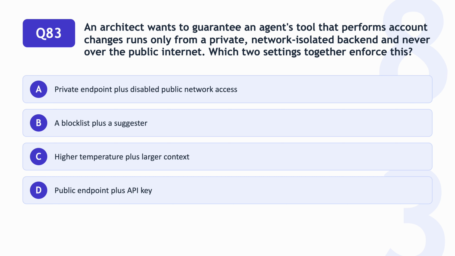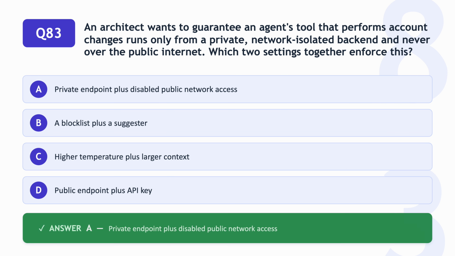B. A block list plus a suggester. C. Higher temperature plus larger context. D. Public endpoint plus API key. Pause the video if you don't want the answer yet. Correct answer: A. Private endpoint plus disabled public network access.